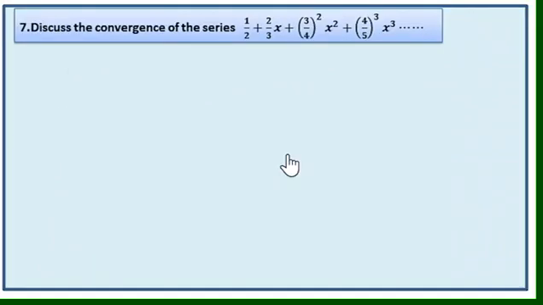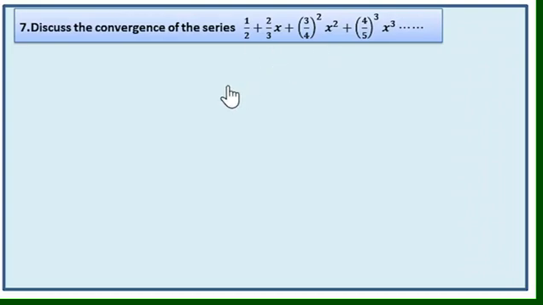Now let us move to the next problem. Discuss the convergence of the series half plus 2 by 3 into x plus 3 by 4, the whole squared, into x squared plus 4 by 5 to the power 3 x cubed plus etc. Here also the nth term of the series is not given. We have to first find the nth term un.